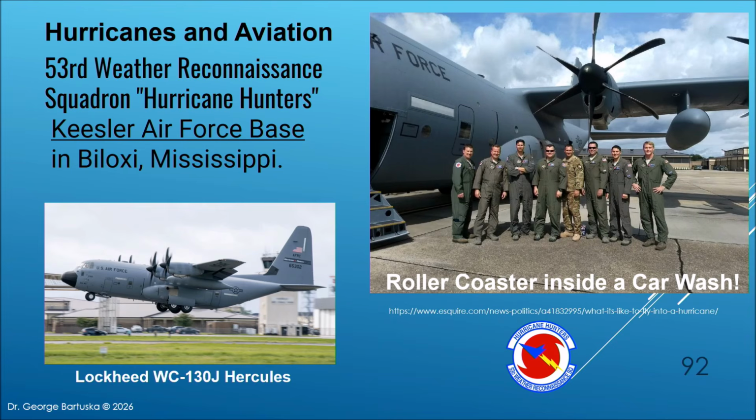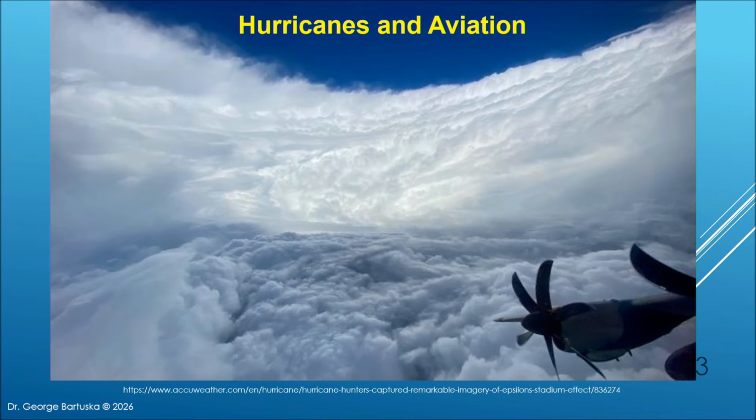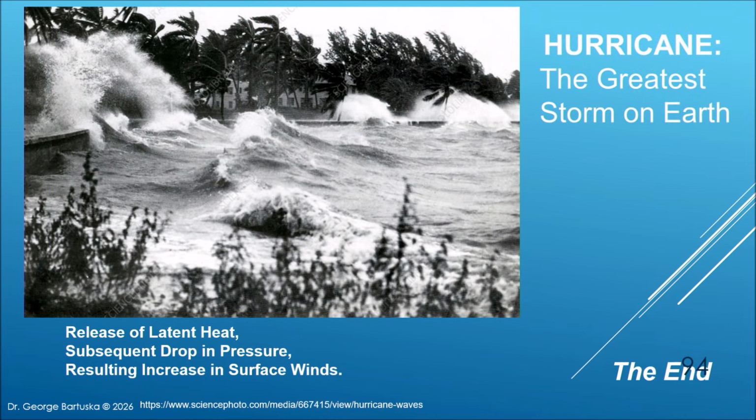And here are the normal hurricane hunters that are always going out to get data for the National Hurricane Center. These are the 53rd Weather Reconnaissance Squadron, known as the Hurricane Hunters. They fly out of Keesler Air Force Base in Biloxi, Mississippi. They have 10 WC-130J Hercules aircraft. They describe their mission as a roller coaster inside of a car wash when they're flying through the eye wall. All those pilots are volunteers. Most of them are airline pilots. There's another good look at that eye wall, and that concludes what I have.